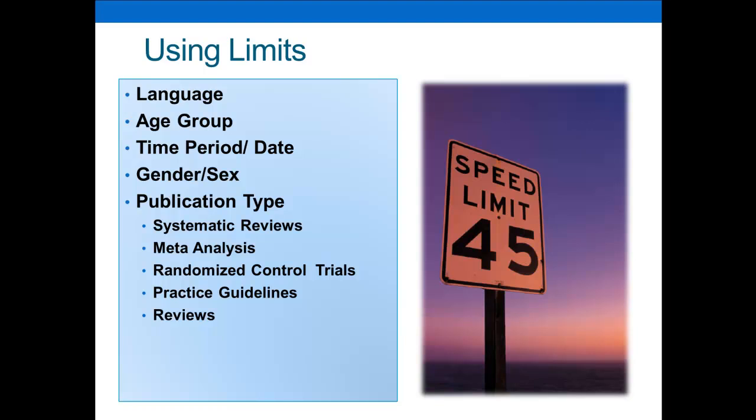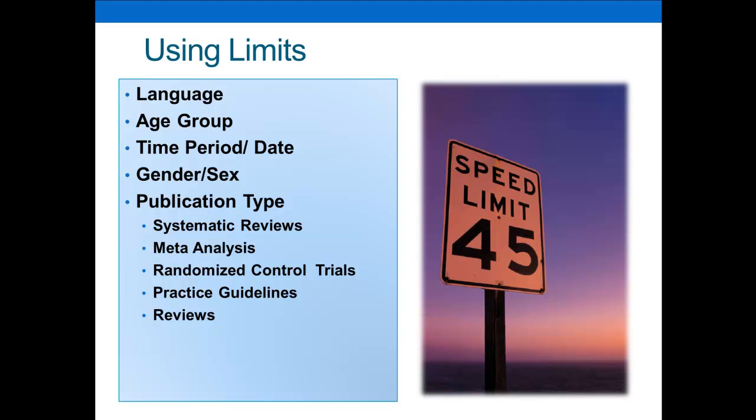When it comes to the limits, one of the more important ones is probably the one for language, because many of the databases that we are using are international in scope. Many of them have articles that are not in English. And if you're unable to get one translated, or you don't speak that language, the best thing to do maybe is to go in and use the limit for the English language, which will help to give you fewer articles and also make sure that you have articles you can read.